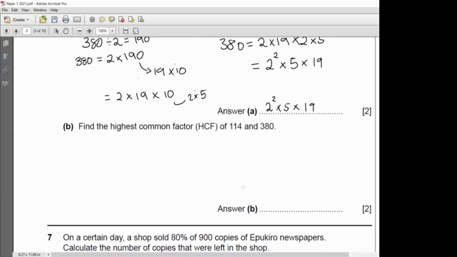Now we have to find the highest common factor of 114 and 380. So to do this, since we've already worked with 380, we can go through the same thing, break down 114 into its prime factors, and then from there we should be able to see what the highest common factor is. So 114, so we know 2 can go in there. So 114 divided by 2, this is 57.